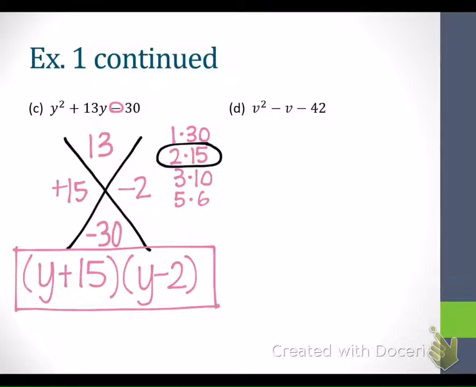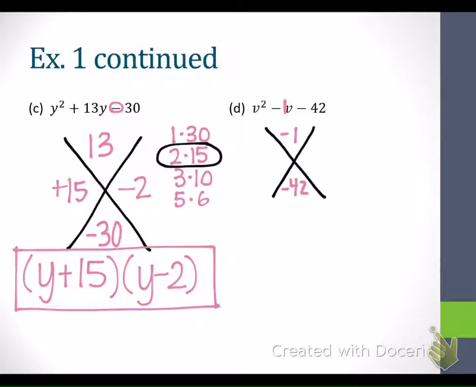Now, let's try it again on letter D, and then I'll let you ask questions. Is this a trinomial? The leading coefficient is a 1. So will my X method work? Yes. All right. So let's go ahead and do this. What's going at the top of my X this time? Good. I haven't had anyone miss that all day. There is an understood 1 right there. So the coefficient is -1. What is the bottom of my X going to be? -42. The constant, which is -42.